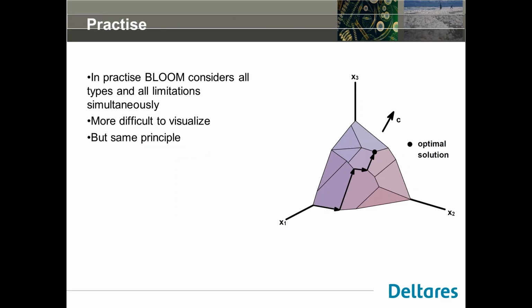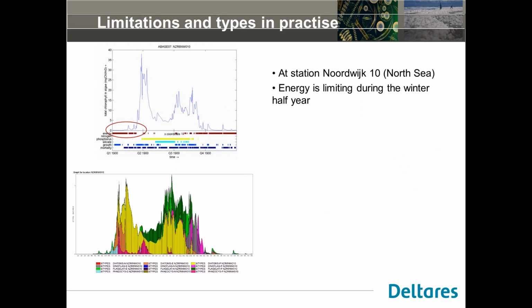In practice, Bloom of course considers all types and all limitations simultaneously, but this is more difficult to visualize. But keep in mind it works according to the same principle. We will now look at limitations and types in some practical situations.